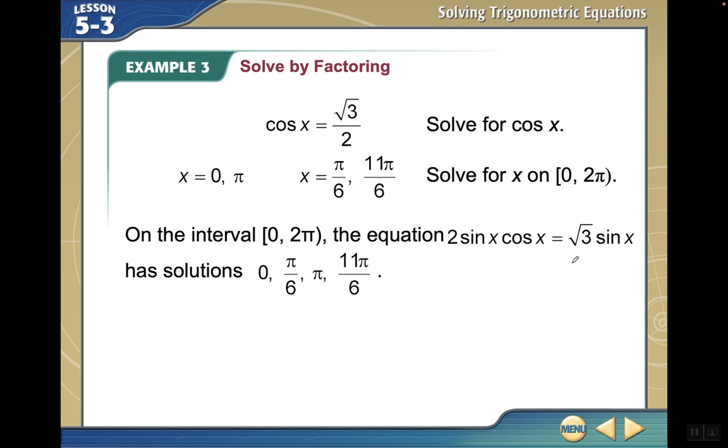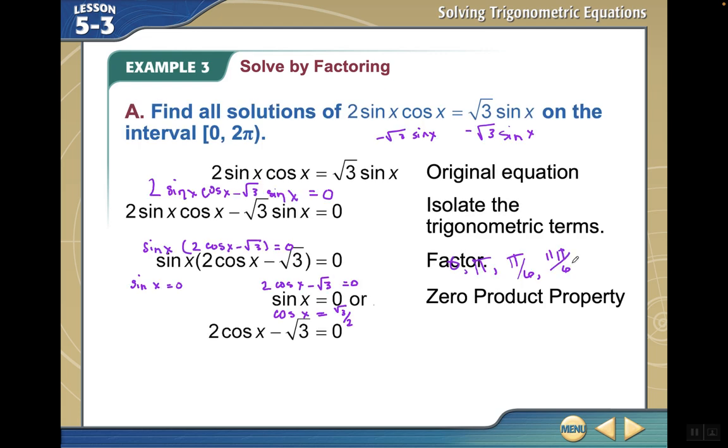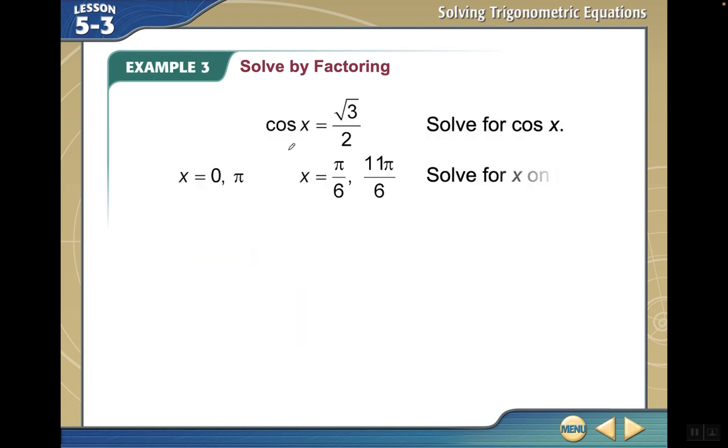Now, if you notice, I didn't really mention it, but since they just say on the interval of 0 and 2 pi, we only had to include those. You don't have to write the plus 2n pi after that.